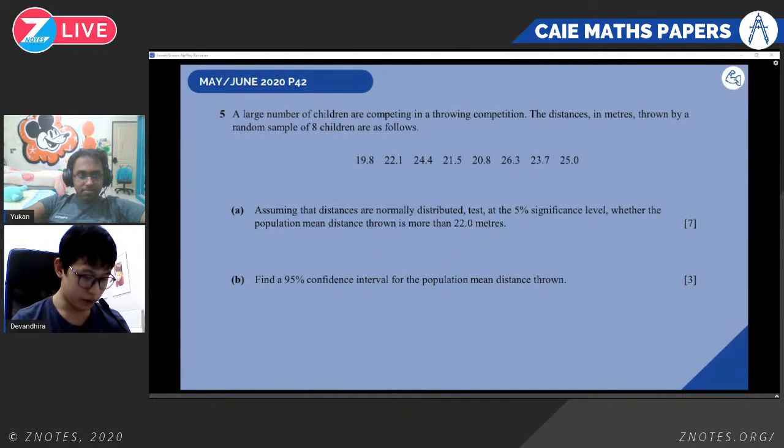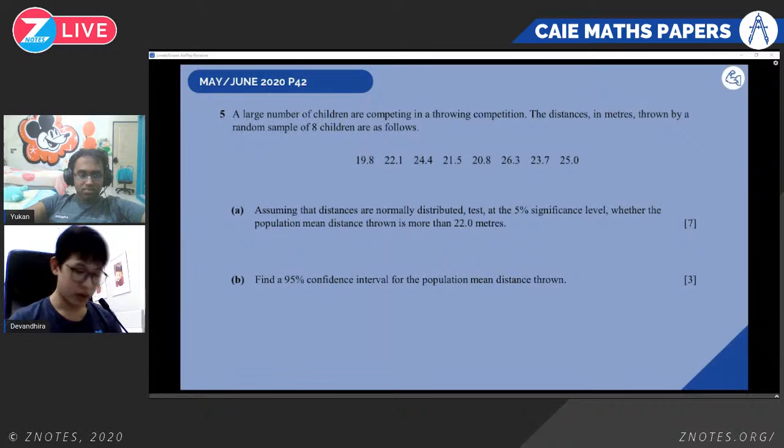A large number of children are competing in a throwing competition. The distances in meters thrown by a sample of 8 children are as follows. So these are the distances. Quite far, huh? 25 meters, so far. Assuming that the distances are normally distributed, test at a 5% significance level whether the population mean distance thrown is more than 22 meters.